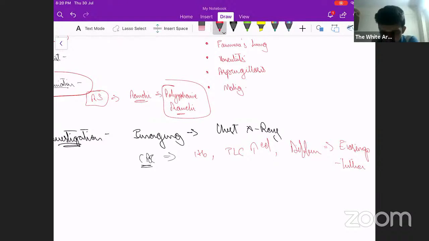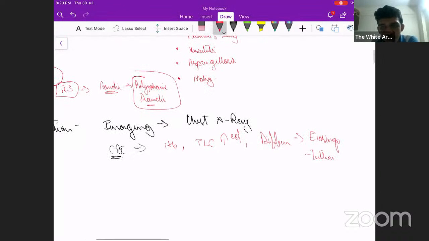Next, stool examination. Someone is telling ova and parasites. Stool examination was negative. Nothing significant was present. The Mantoux test also was not significant in this case. Anything else you would like to do?